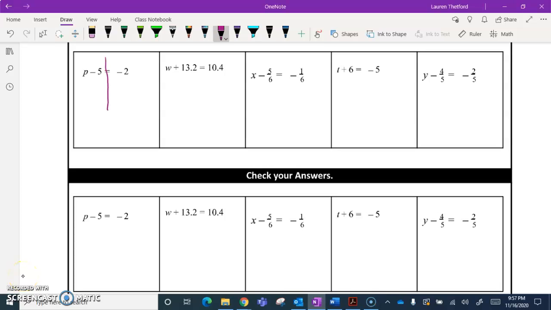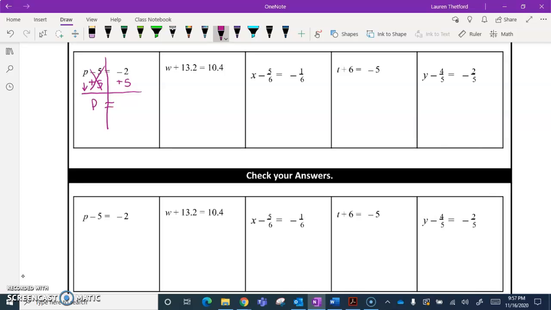So draw your line down the equal sign. We have subtraction, which means that we need to add. So we are going to add 5 to both sides because we need to get p by itself. -5 plus 5, that cancels each other out. That's 0. We bring down p.